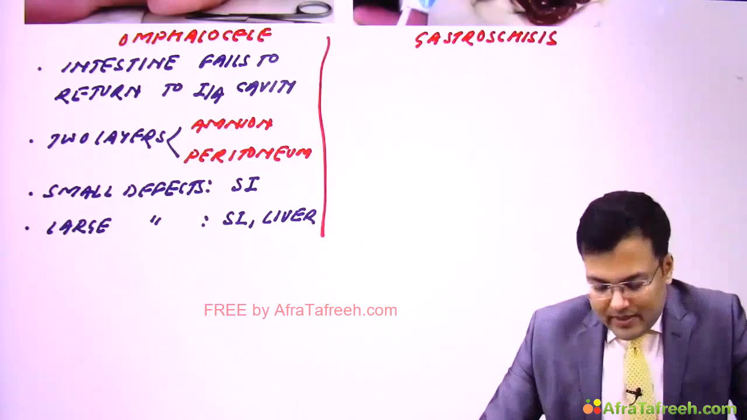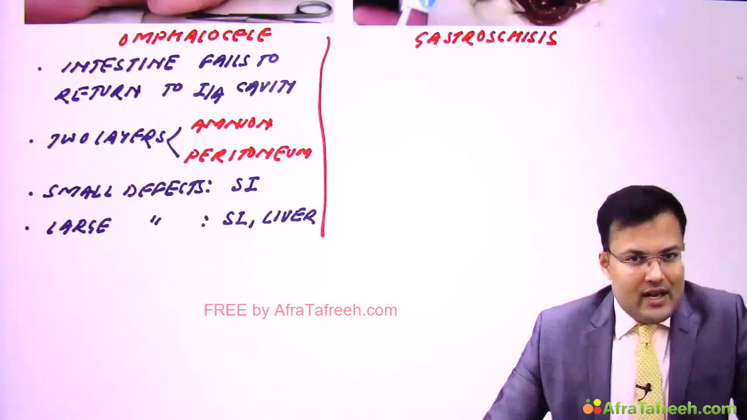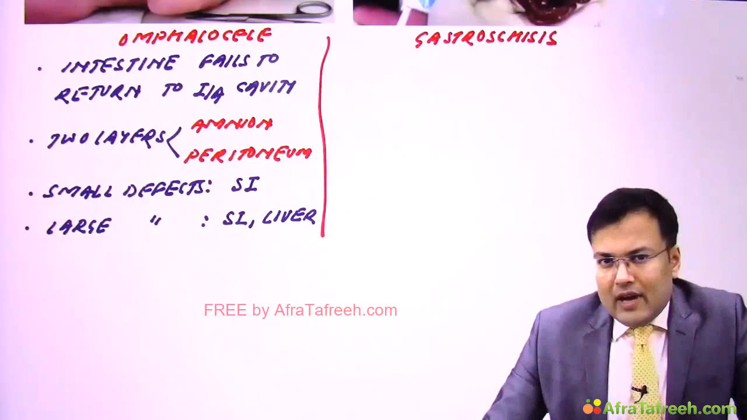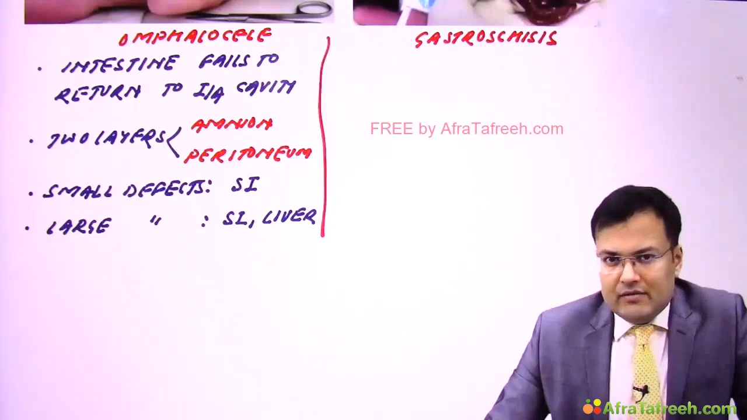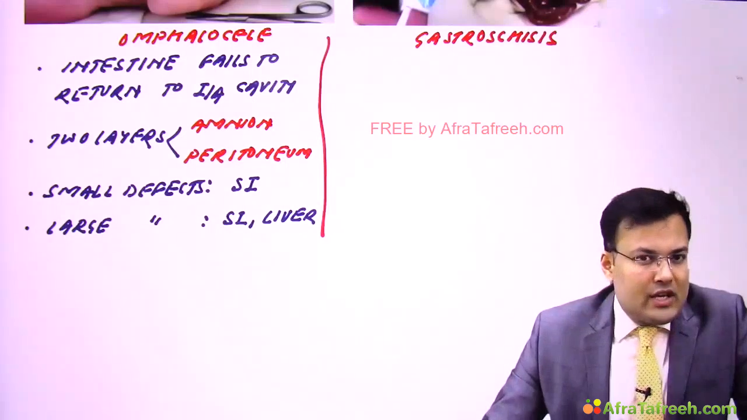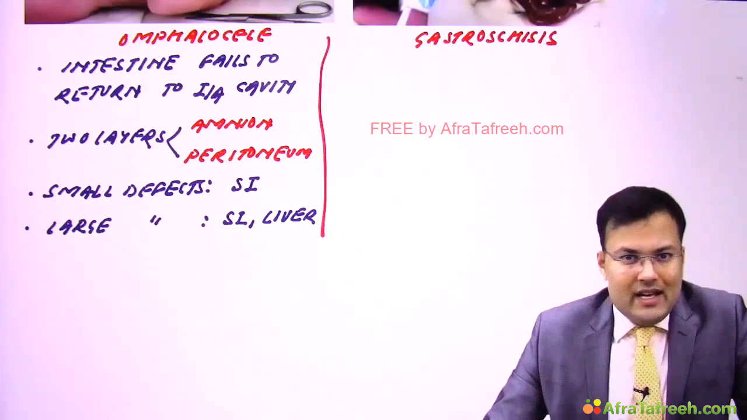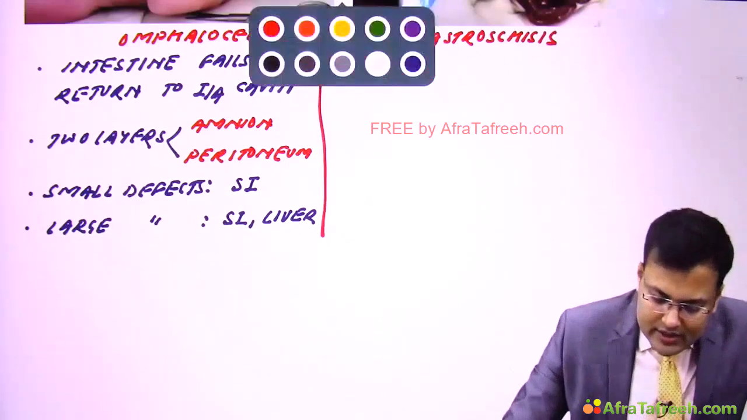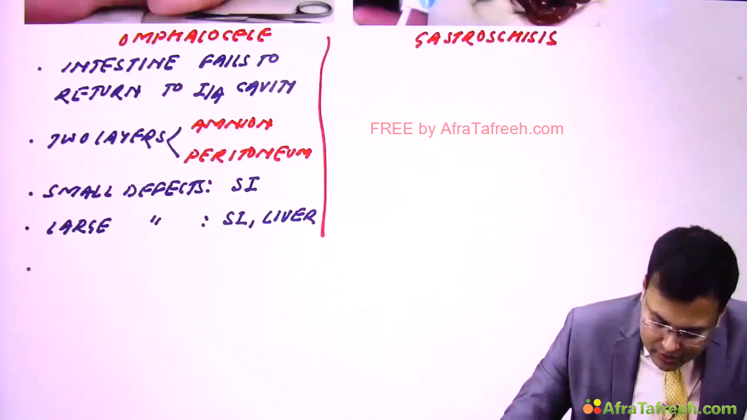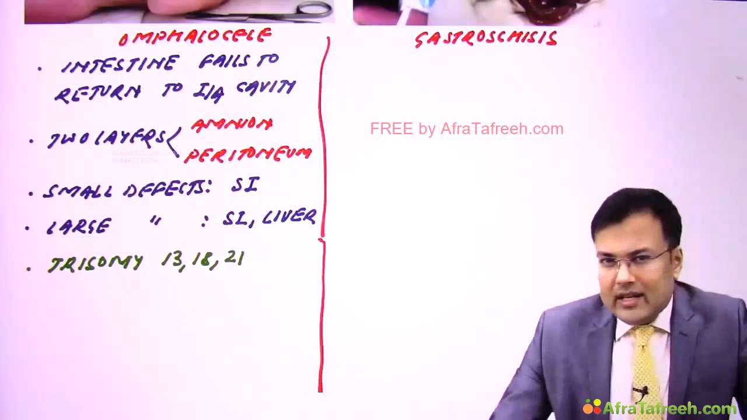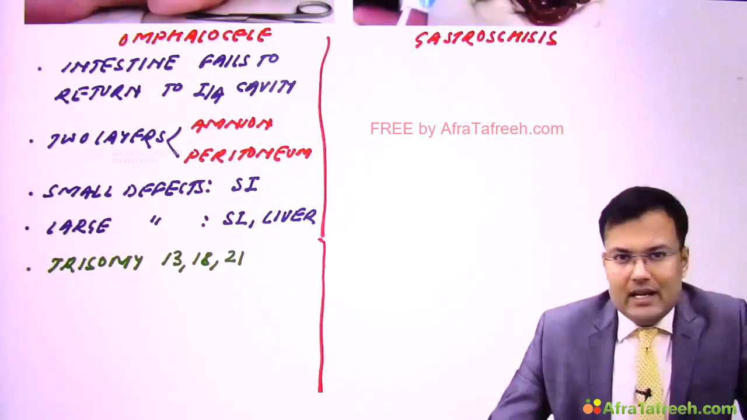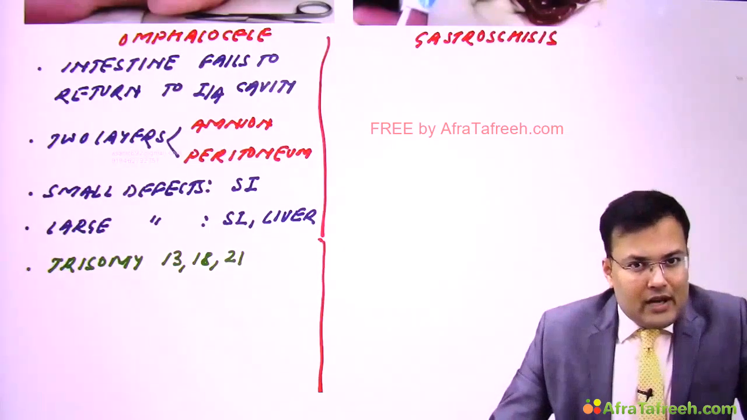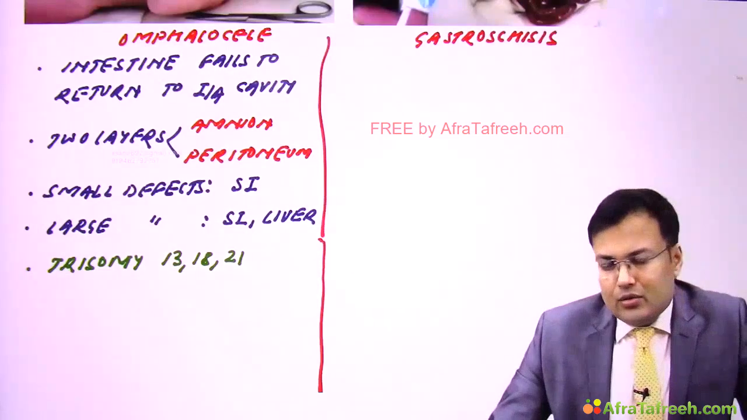Now see, this topic is also asked in pediatrics, and the question is that omphalocele is associated with trisomies. Which trisomies? Trisomies 13, 18 and 21. So this is an important question. It is associated with trisomy 13, 18, 21.